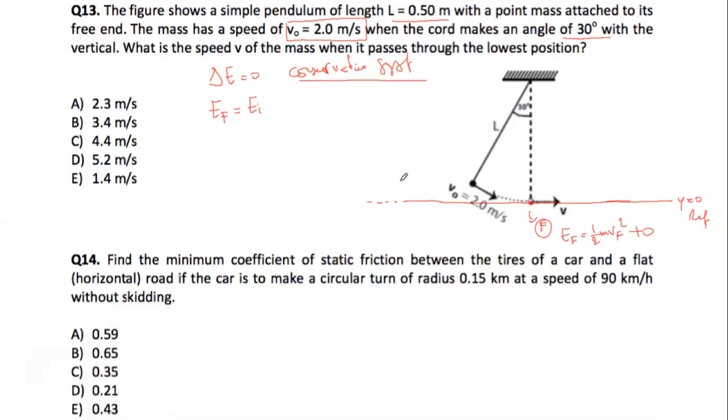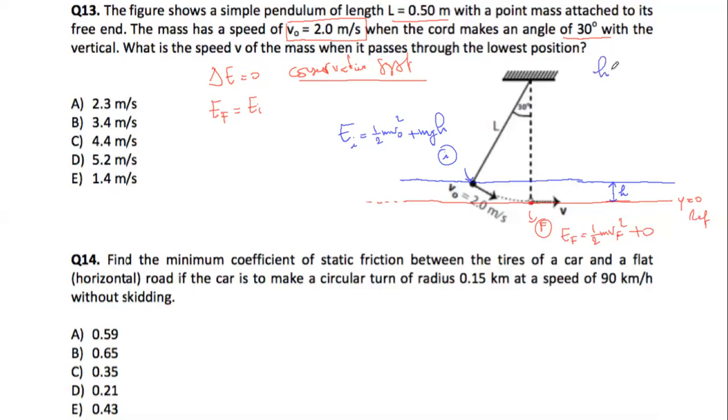Now, what about the initial position? This is the initial position here. Let me draw the horizontal. The initial position is right here. So let's calculate E initial, the initial mechanical energy. It will be half m v initial squared, v initial being 2 meters per second, plus mgh, the gravitational potential energy, h being the difference of height between these two horizontals.